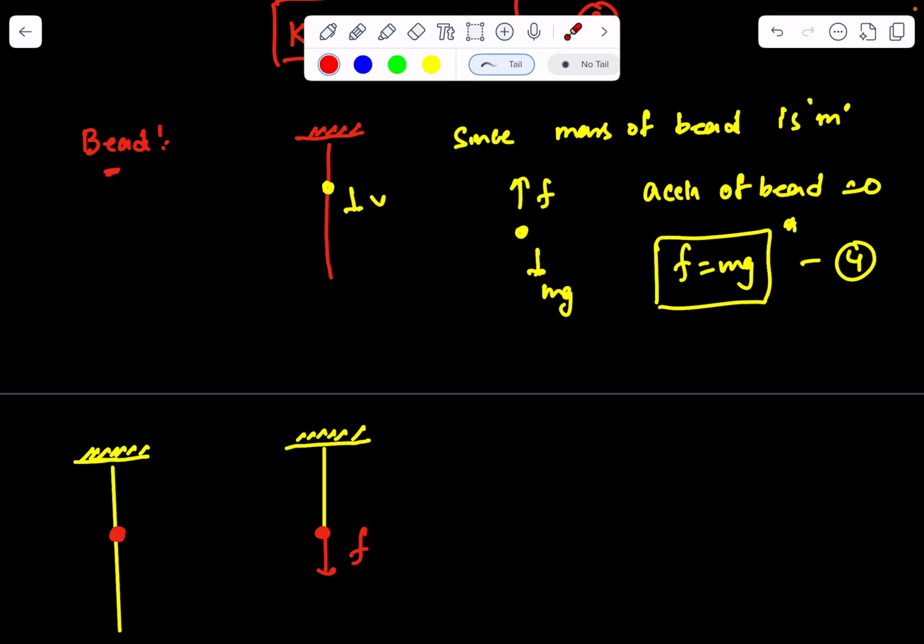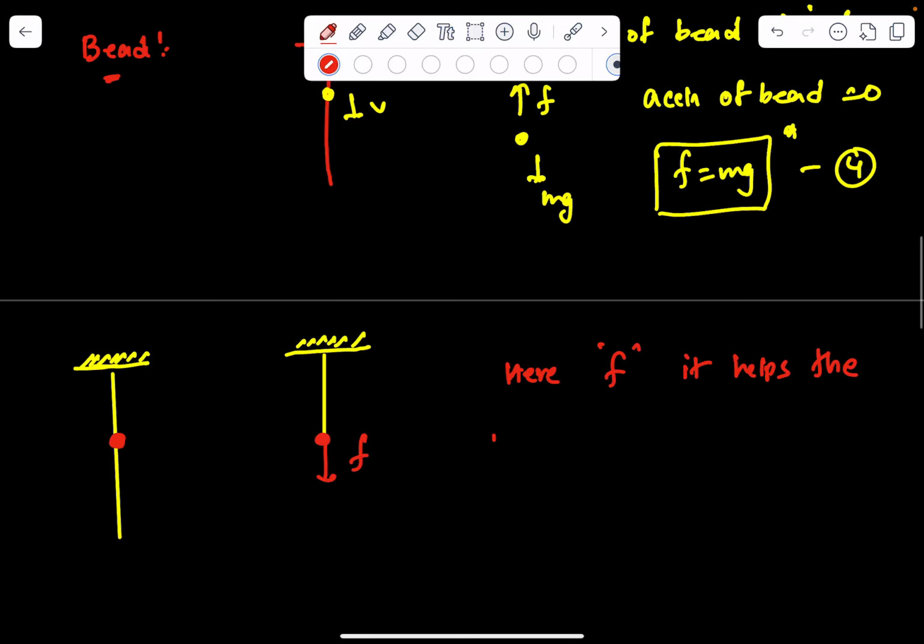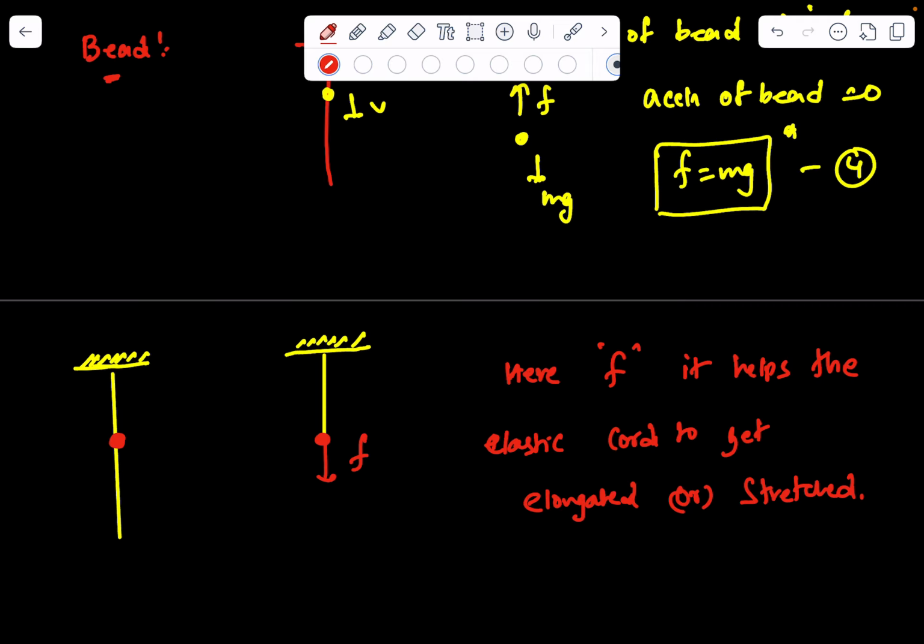Please remember, whatever the force F I have denoted here, it helps the elastic cord to get elongated or stretched. So that's what we can say here. Now, how to use this property and how to go ahead, we will see.